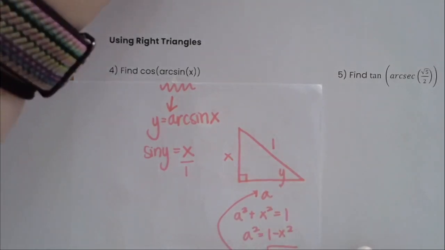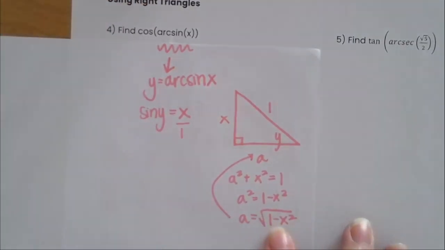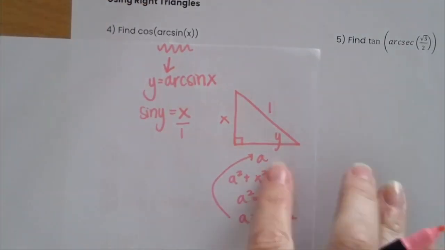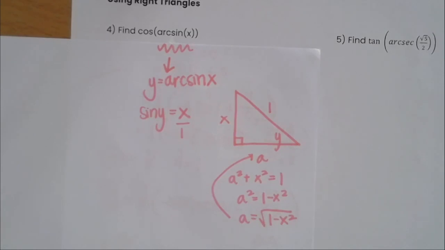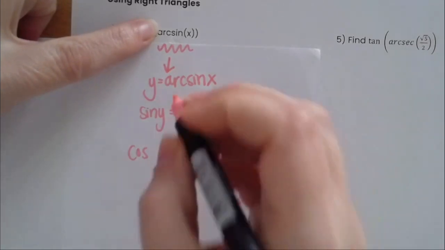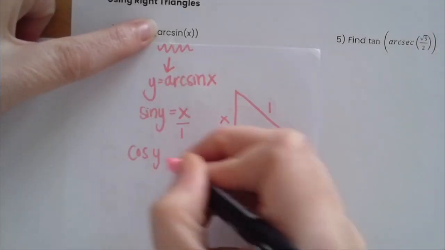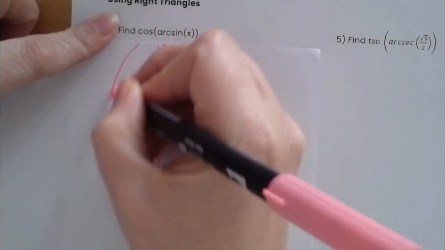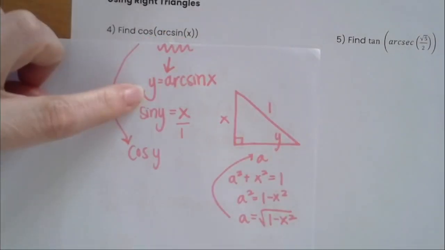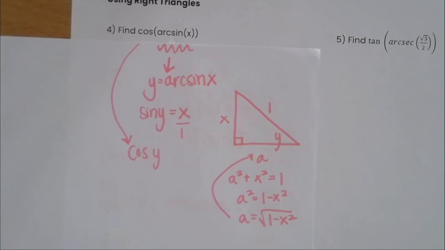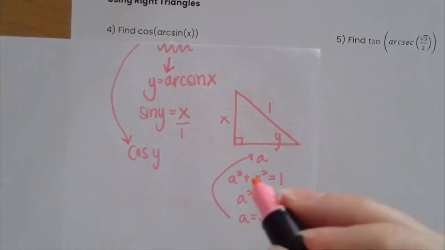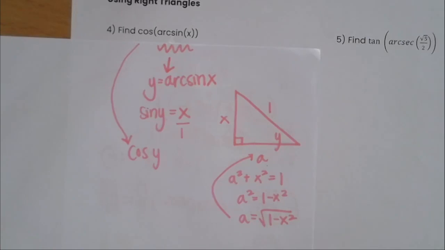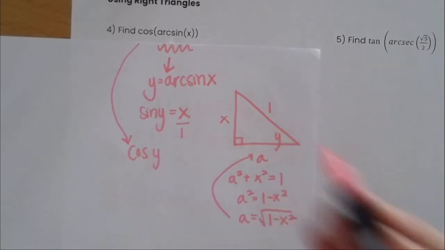And I didn't show you that. Sorry. So 1 minus x squared, and then take the square root of it all. That's my value for a. Now, how does this help us? Well, I want the cosine of y. Instead of arc sine of x, I already called it y. So cosine of y is really what I'm trying to find there, because I've defined it as y right here. Well, cosine is simply just the adjacent over the hypotenuse. And I just found the adjacent, and the hypotenuse is 1.